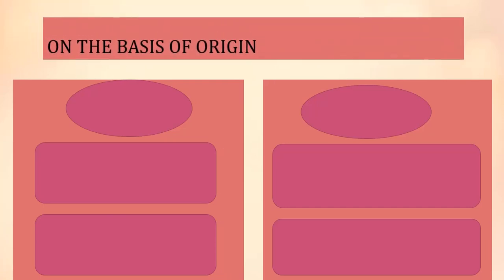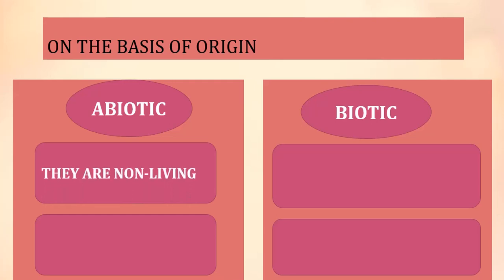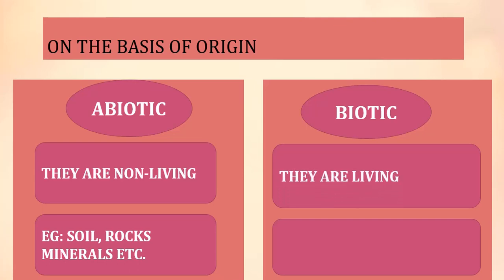If we classify resources on the basis of origin, we can classify them into abiotic and biotic. Abiotic resources are those that are non-living. Example, soil, rocks, minerals, etc. And biotic resources are those that are living. Example, plants, animals, etc.